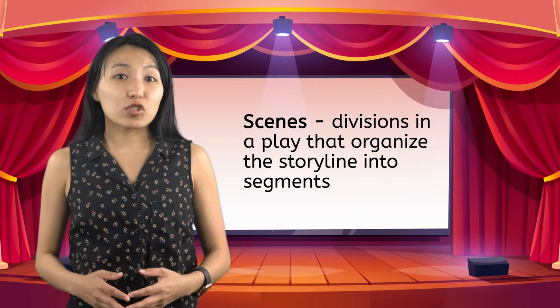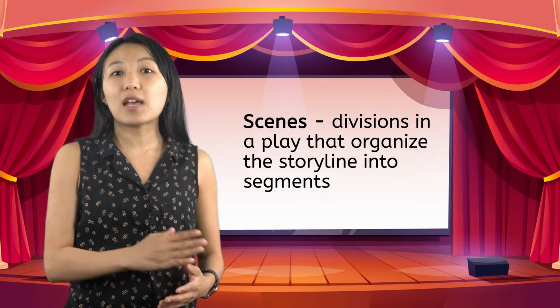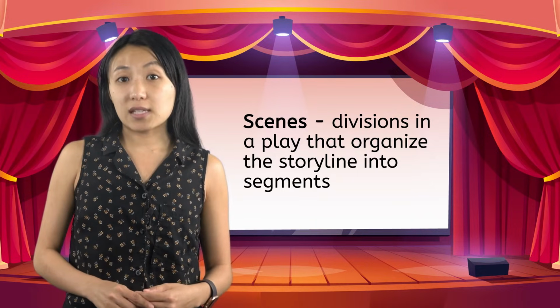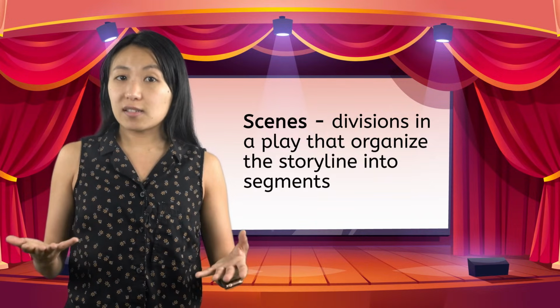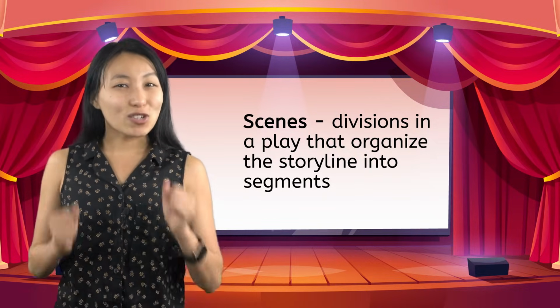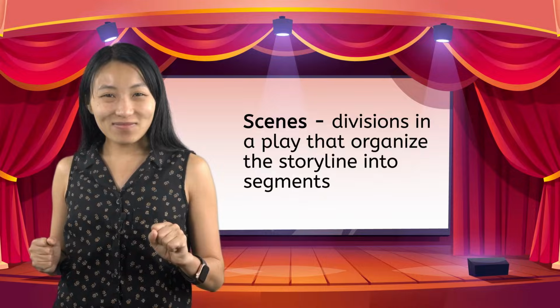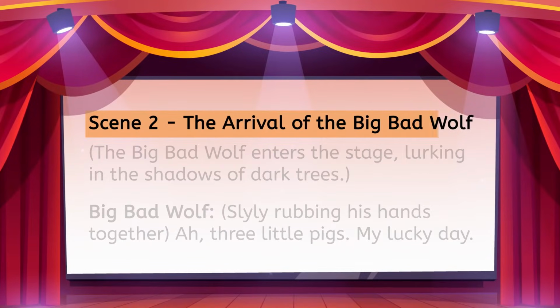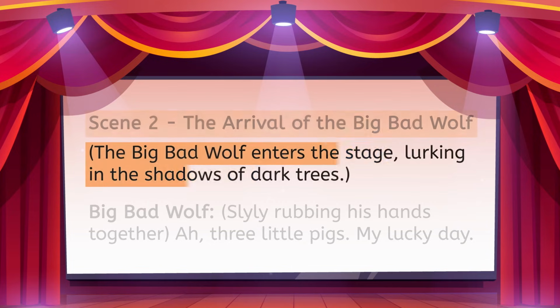Another unique element of drama is how divisions in a play organize the storyline into segments. These are called scenes. Let's take a quick look at scene 2 to see what our characters are up to next. The scene division helps us understand that the setting has changed. It is time for the arrival of the big bad wolf. Once again, the stage directions show us what the scene will look like on the stage, with the big bad wolf lurking in the shadows.